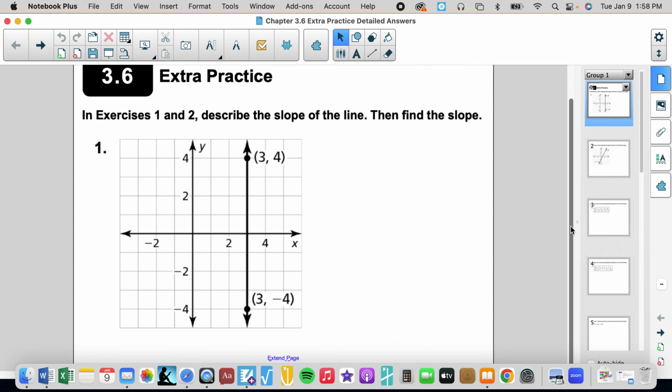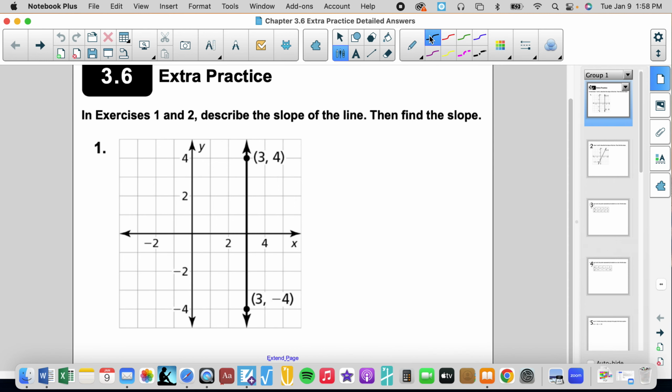Well, the slope is a vertical line, so it's straight up and down, but I don't think that's what they wanted. Then find the slope. So the slope is going to be the rise over the run from one point to another. We actually have 2 points here, and when I rise, I go up and down, and when I run, I go left and right. Up is positive, down is negative, left is negative, right is positive.